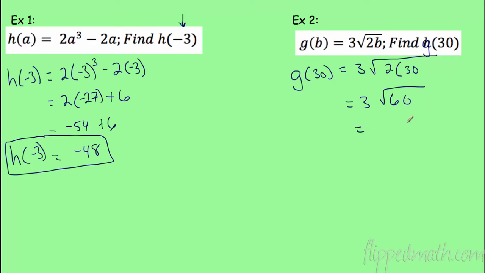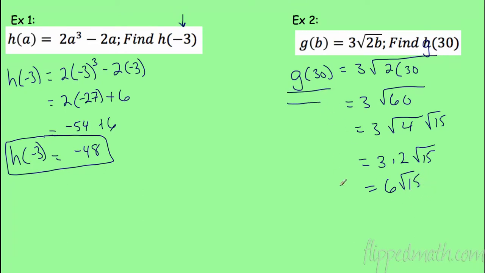We need to reduce this. All right, let's see. I need a perfect square that goes into 60. Radical 4 times radical 15. The square root of 4 is 2. So now I have 3 times 2 times radical 15. And, of course, 3 times 2 is 6 radical 15. We need to make sure that we write it in function notation. So g of 30 equals 6 radical 15.